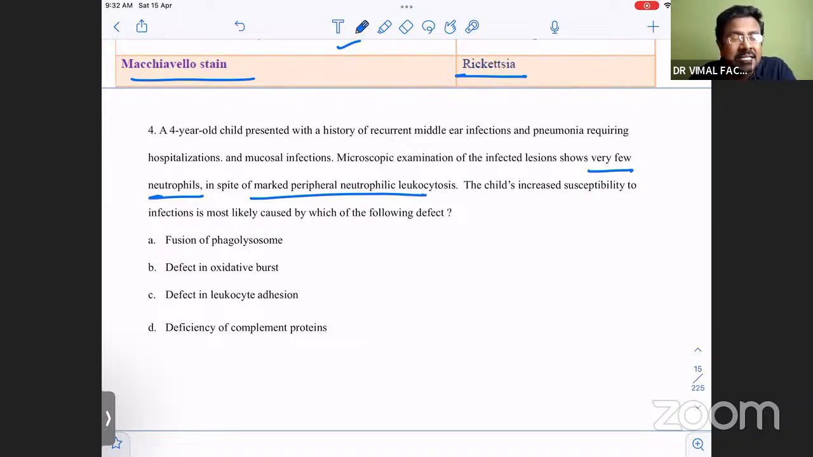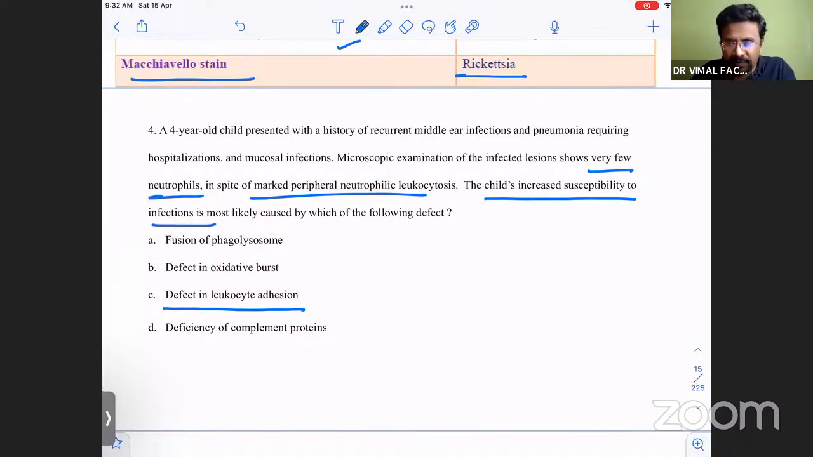But if you see the site of injury, the site of infection, the neutrophils are very few. So they are asking you what is the cause of the child's increased susceptibility to infections? Why is the child having repeated infections? Anybody? Yes, very good. It is the defect in leukocyte adhesion.